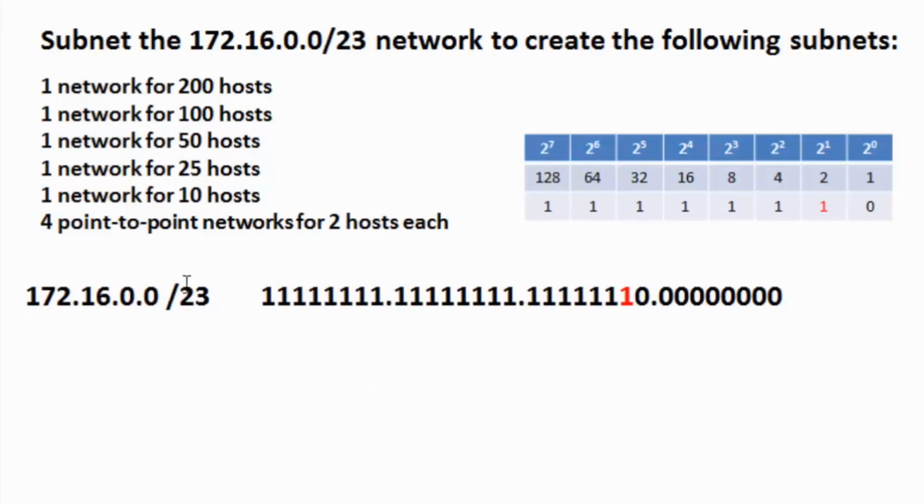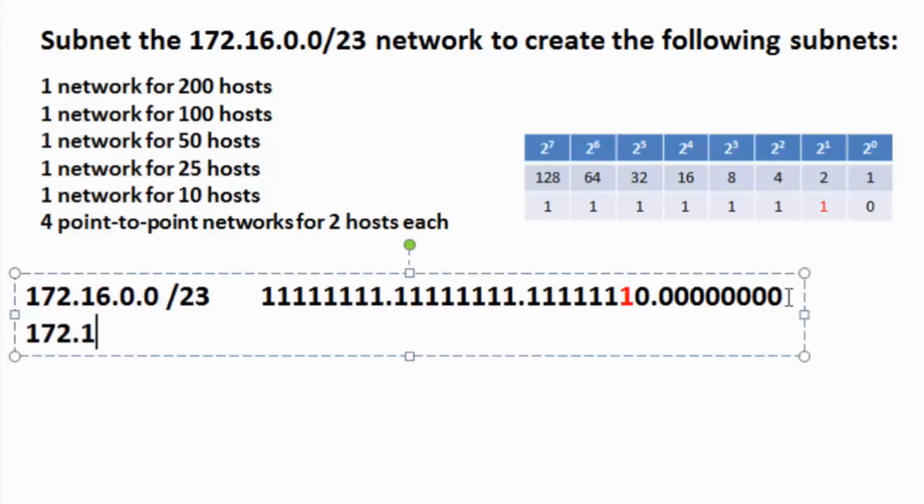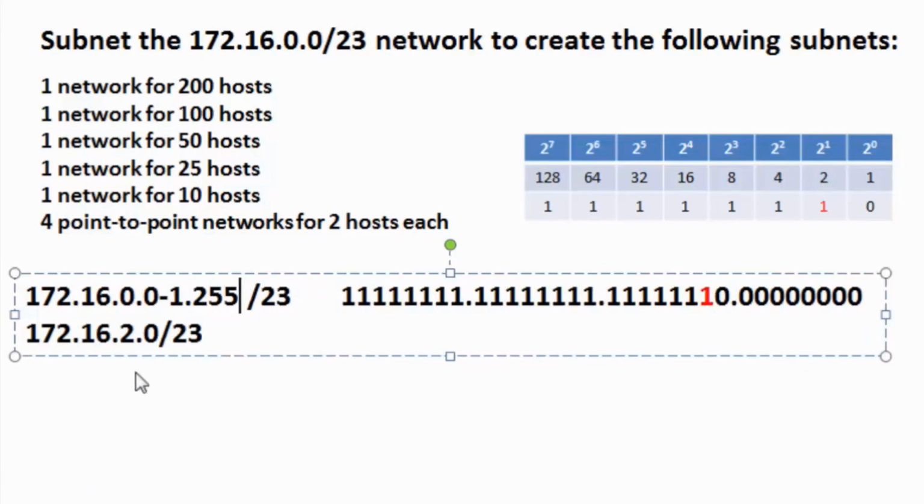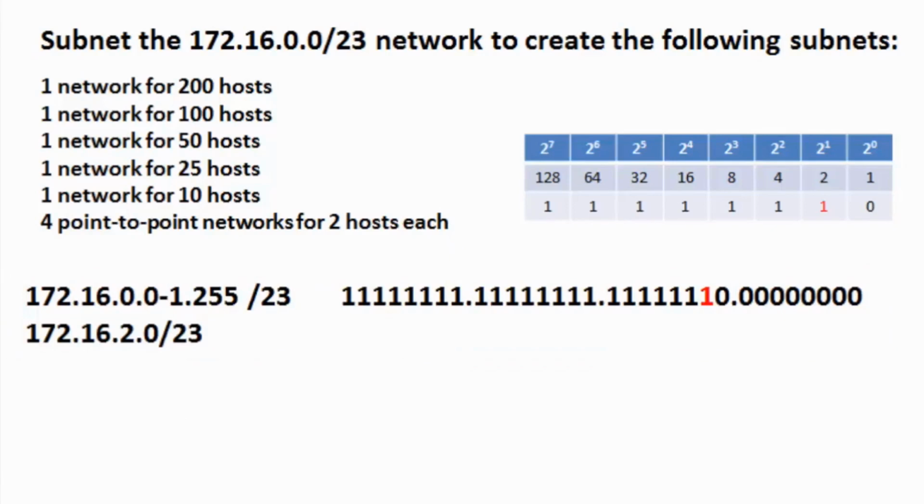So the next subnet will be 172.16.2.0/23. So the address space that we're working with goes from 172.16.0.0 all the way up to 1.255. Let's see if this is enough addresses to create all of these subnets for this specified amount of hosts. I can see that starting from a /23 subnet mask, we have 9 host bits, so effectively there's 512 addresses.